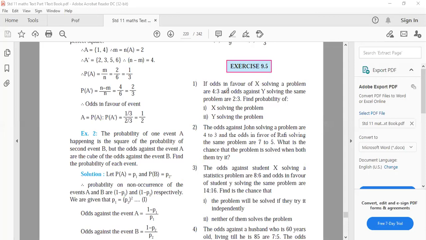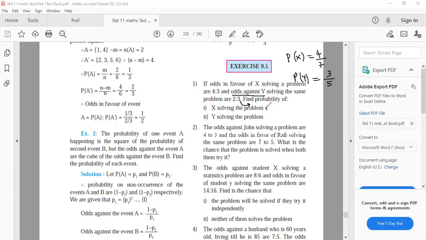Odds in favor of X solving the problem is 4:3. So probability of X is 4 by 7. Odds against Y solving the problem is 2:3. So probability of Y is 3 by 5. Against means the second number will be the numerator. Is it okay? Fine.